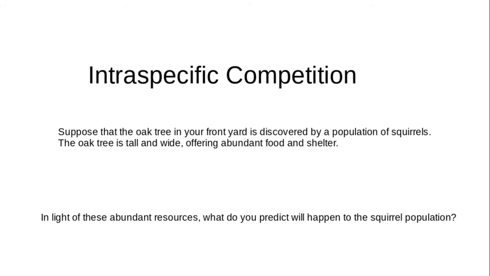Suppose that an oak tree in your front yard is discovered by a population of squirrels. The oak tree is tall and wide, offering abundant food and shelter, meaning that there's plenty. Abundant means plenty of food and shelter. In light of these abundant resources, what do you predict is going to happen with the squirrels?